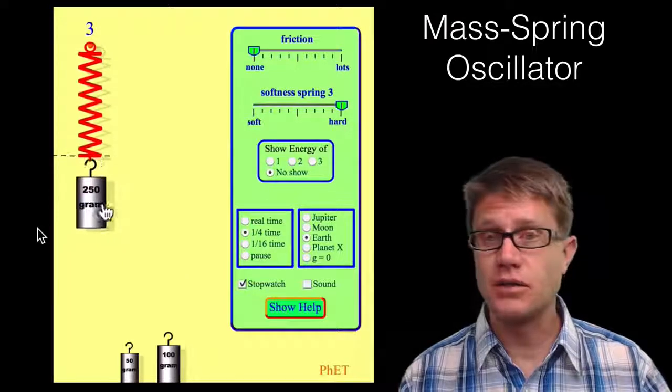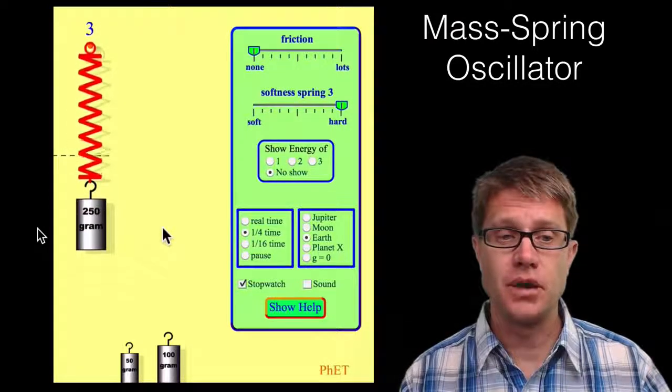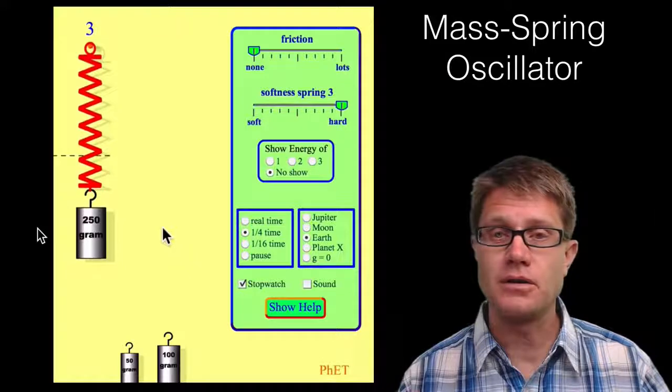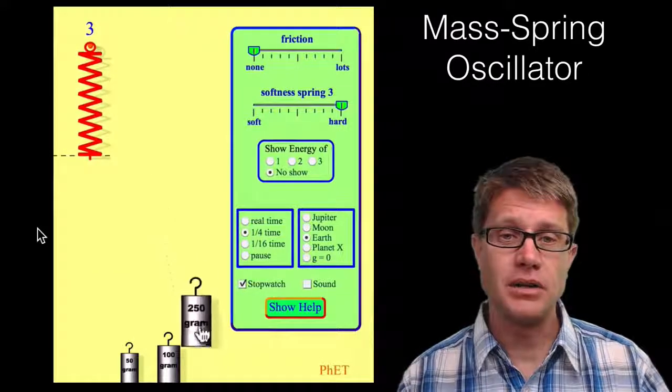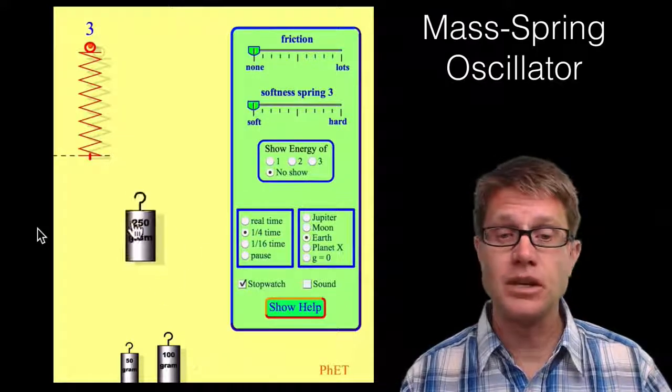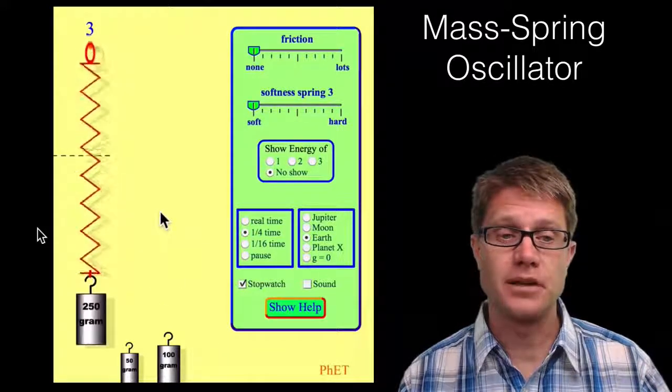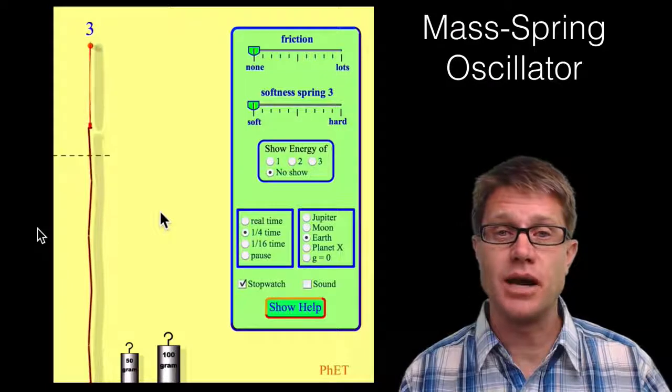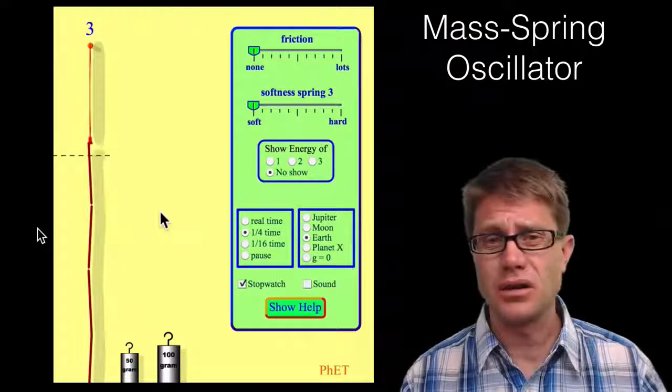So now I've made it a stiffer spring. I put that 250-gram mass on it, and you can see the period is now decreasing. And so by increasing the stiffness of the spring, we are decreasing the period of the spring. Now let's really make it a soft spring. What happens? You can see the period gets really, really large.